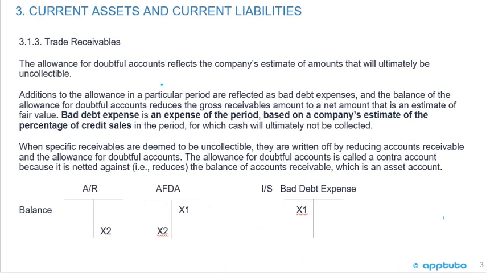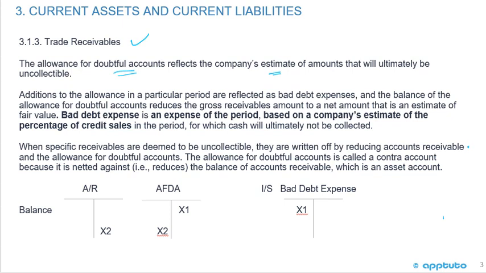We're just going to spend some more time looking at trade receivables and the allowance for doubtful accounts. The allowance for doubtful accounts reflects the company's estimate of amounts that will ultimately be uncollectible. Additions to the allowance in a particular period are reflected as a bad debt expense, and the balance of the allowance for doubtful accounts reduces the gross receivable amount to a net amount that is an estimate of fair value. Bad debt expense is an expense of the period based on a company's estimate of a percentage of credit sales in the period for which cash will ultimately not be collected.